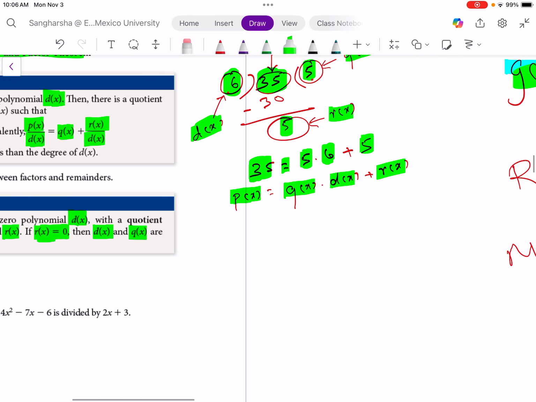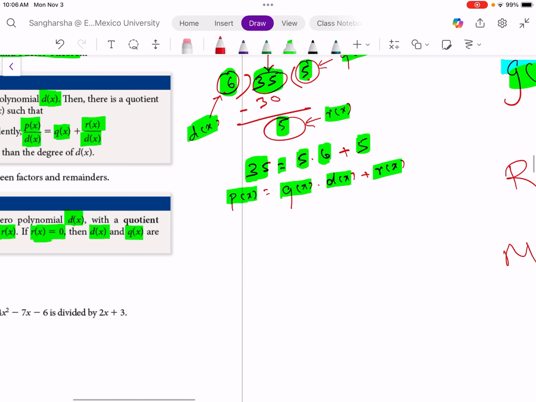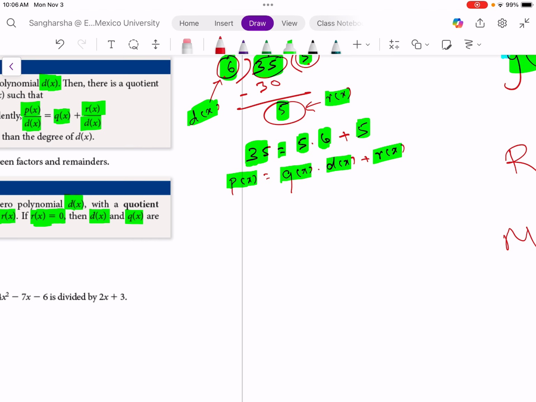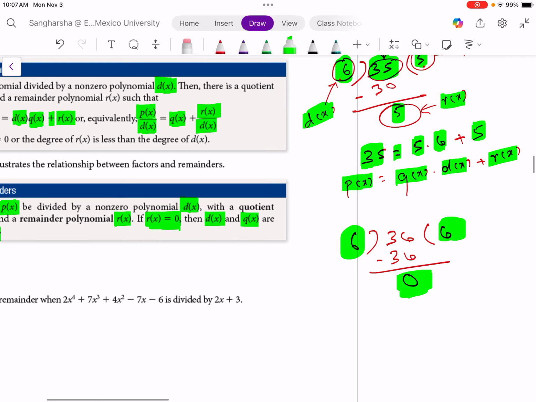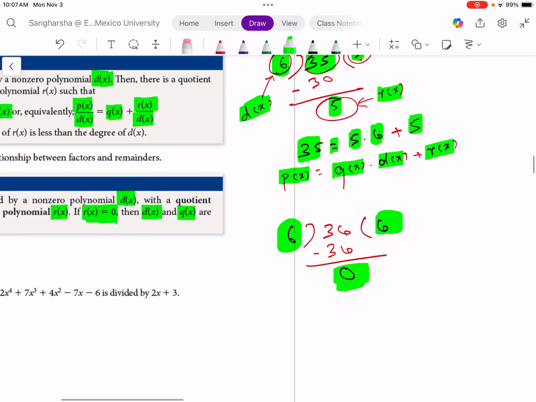So let's take an example. For example, let's divide 36 by 6. So 6 times 6 is 36. So what is the remainder in this case? The remainder is 0, right? So if the remainder r of x is 0, then our divisor, this 6, and the quotient 6 are the factors for our 36.